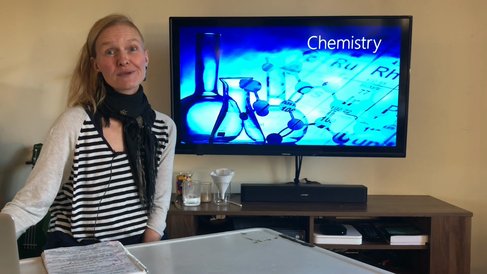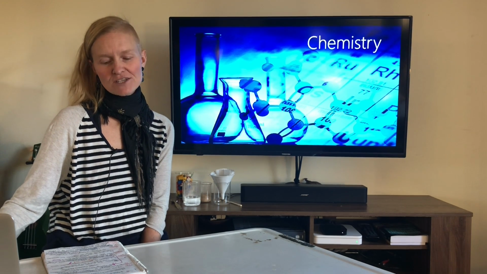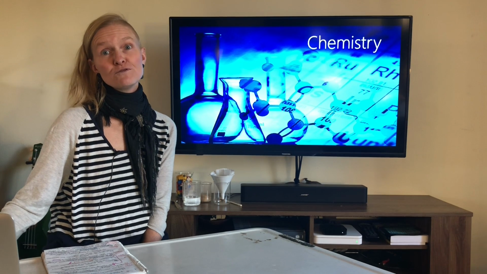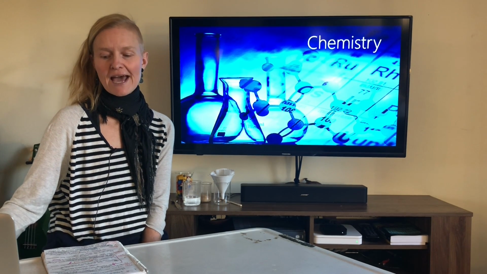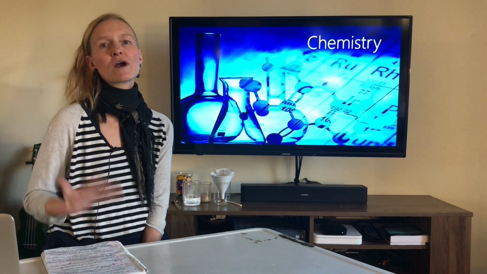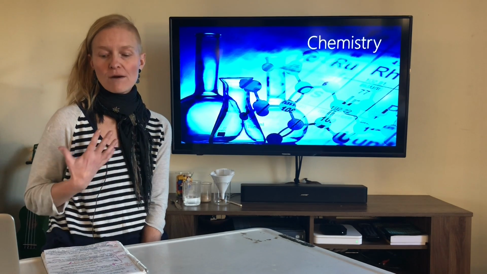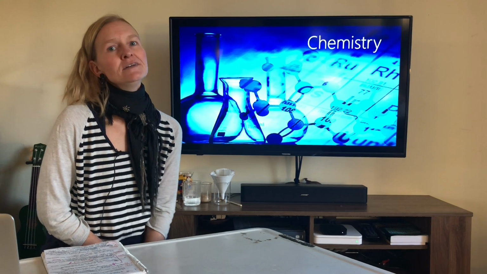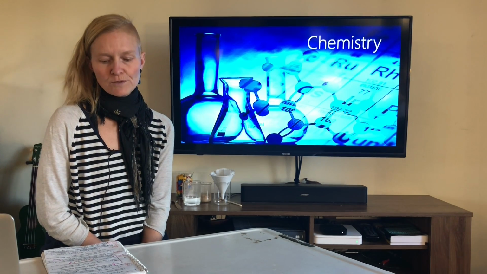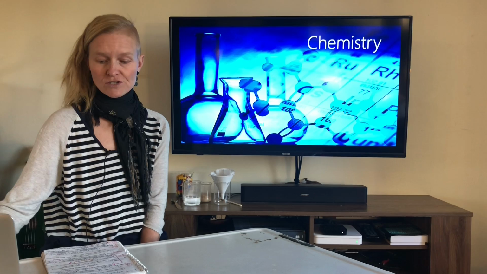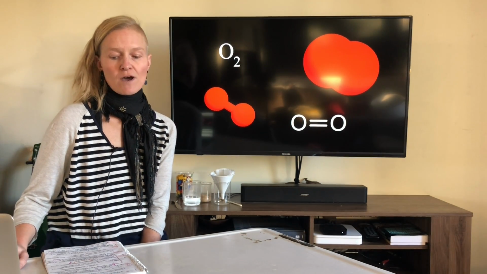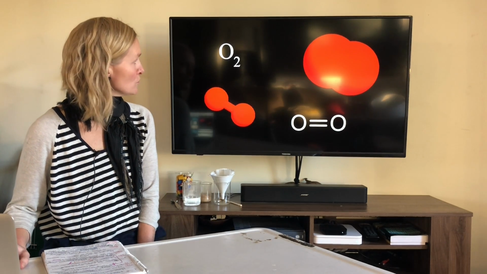Chemistry Week 3. Today we're going to talk about molecules and compounds. We've already talked about a few molecules and we're just going to learn more about what a molecule and a compound is. So a simple example of a molecule would be two atoms of oxygen. Two atoms of oxygen make an O2 molecule.